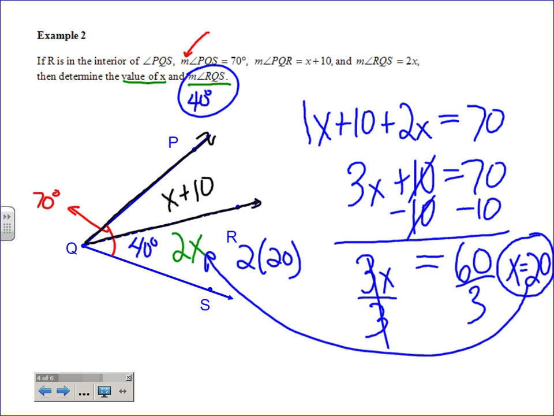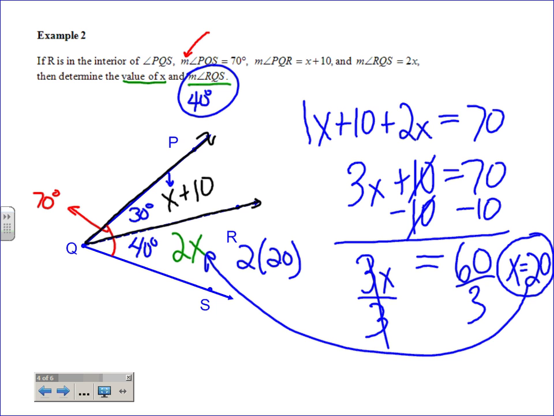I'm one that likes to kind of check. Well, if that's 40, this one up here better be 30. It does actually end up being 30. If you put 20 right in there, because that's what x is, that ends up being 30. Why should it be 30? Because the total is supposed to be 70. There you go. Works out fairly nice, actually.